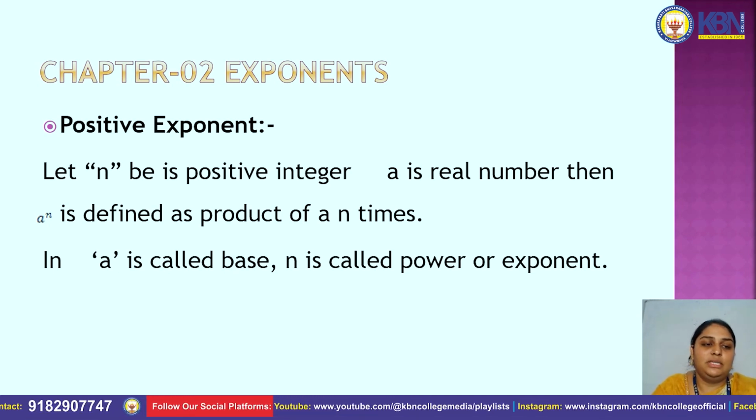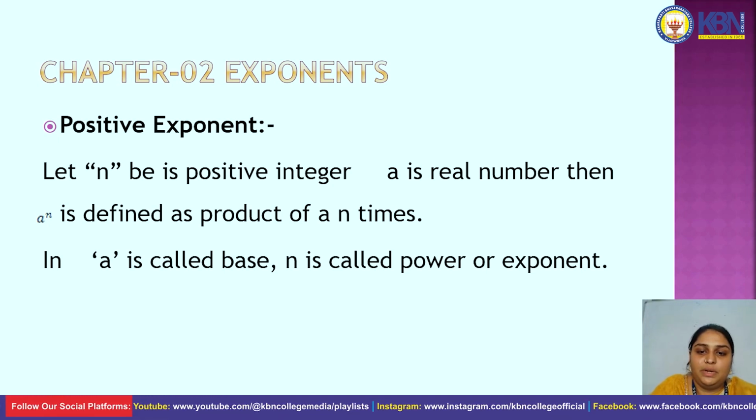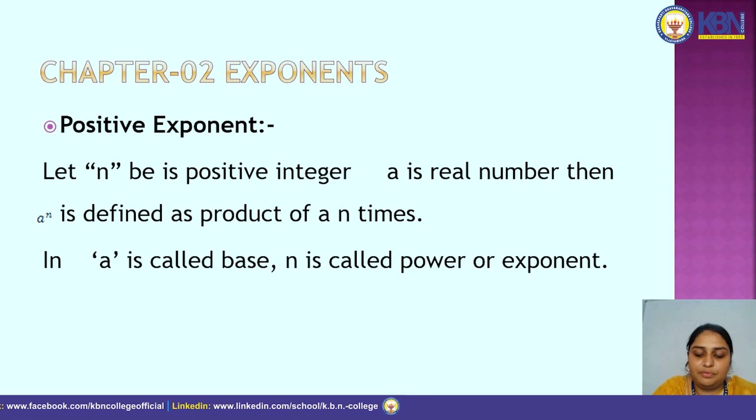First, what is meant by positive exponent? Here n is a positive integer and a is a real number, then a power n is called a positive exponent. Here a power n means a is multiplied n times. In a power n, we call a the base and n the power or exponent. Similarly, we can define the negative exponent.